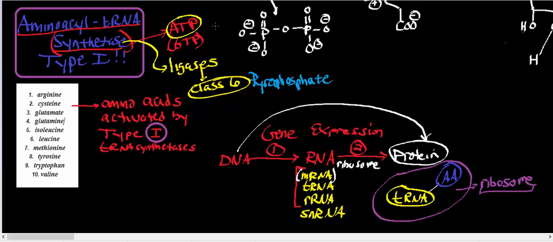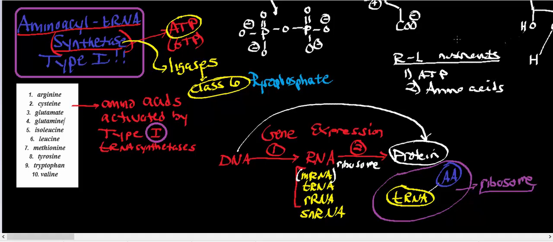I also want to think about a really important concept known as rate-limiting nutrients for protein synthesis. And in general, there are 2 rate-limiting nutrients for protein synthesis. Those rate-limiting nutrients are, number 1, adenosine triphosphate, for obvious reasons, as we'll see soon, and then also amino acids. Okay. I want to think about why ATP is a rate-limiting nutrient.